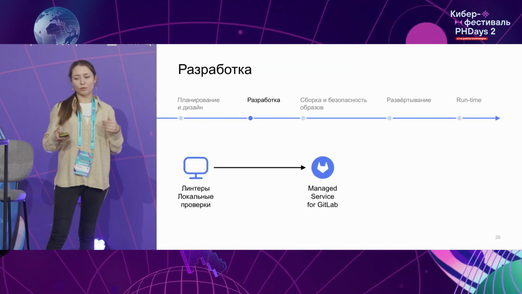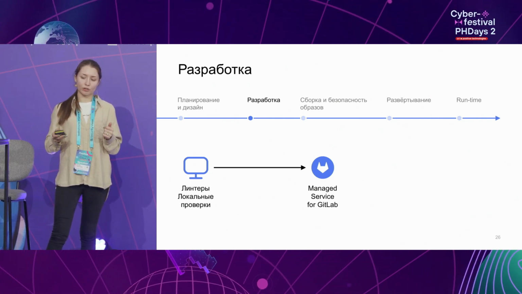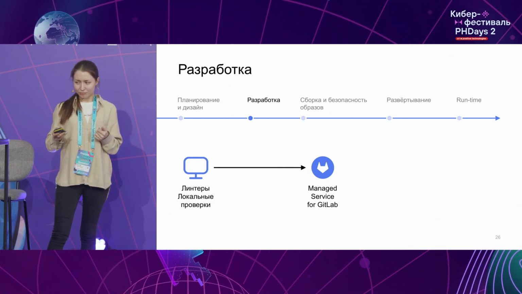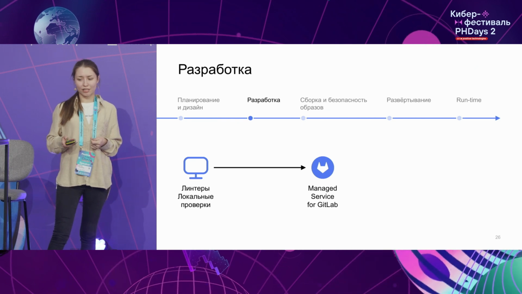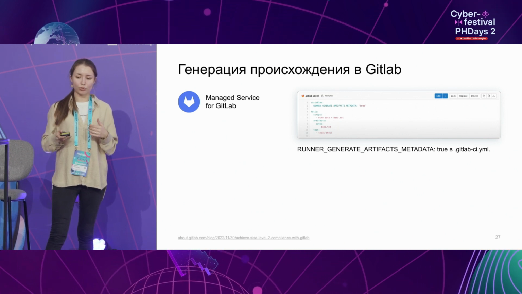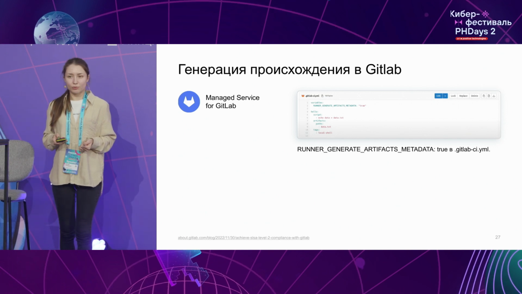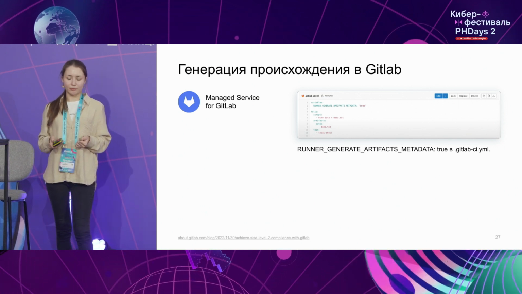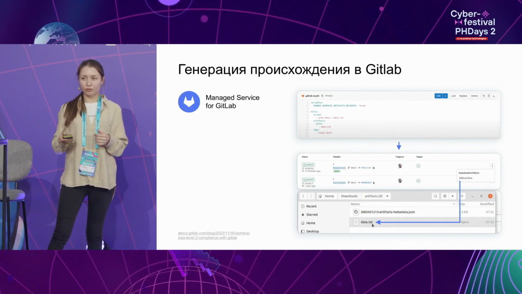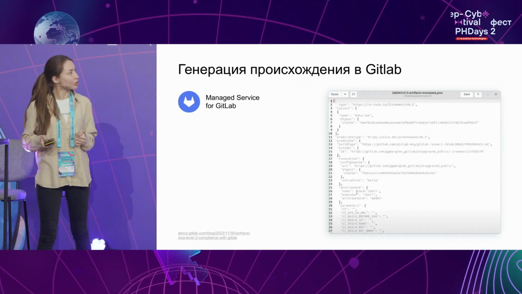The process of assembly is automated, and there is provenance. We can do this with the managed service for GitLab, a managed cloud service for working with GitLab. Generation of provenance happens here in a very simple way: you add a variable, runner generator, to the metadata effects, put a Boolean value true in the GitLab file. Then in artifacts, you store a file that will be the provenance.